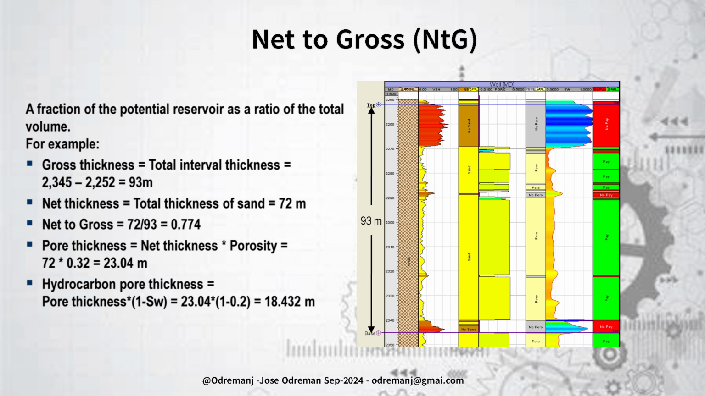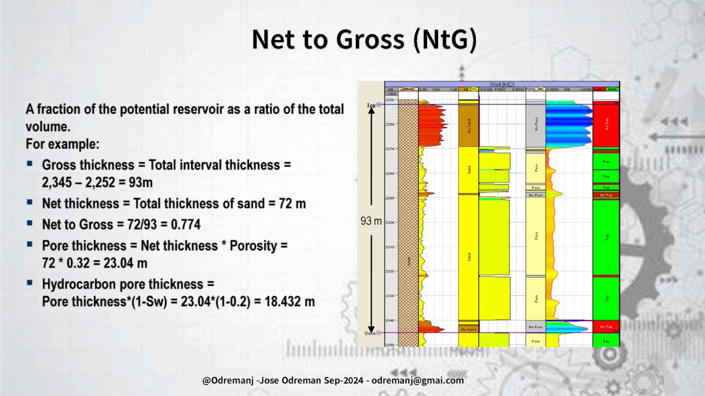Example practical application. Graphical visualization. The diagram shows different layers of earth materials and their properties. The calculations help in understanding the reservoir's capacity by showing the fraction of the potential reservoir as a ratio of the total volume. Data analysis. These calculations are crucial for evaluating the reservoir's potential and making informed decisions in petroleum engineering.